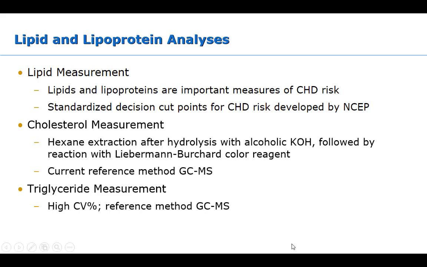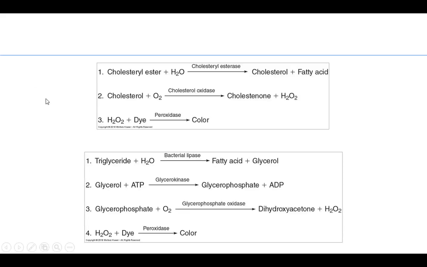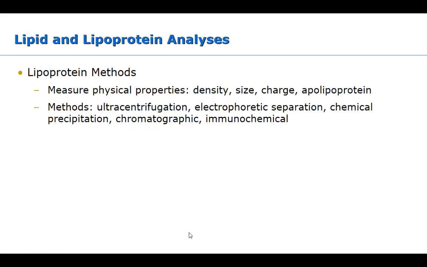Triglyceride measurement, again, the reference method is GCMS. Whenever you run a test, you have to standardize it against the gold standard method. This is the commonly used method where you add certain enzymes and then you see a color which can be measured by different kits. For lipoproteins, the sample is ultracentrifuged, then you do electrophoretic separation, then chemical precipitation, then you can look at different colors, or you can do immunochemical techniques to identify.